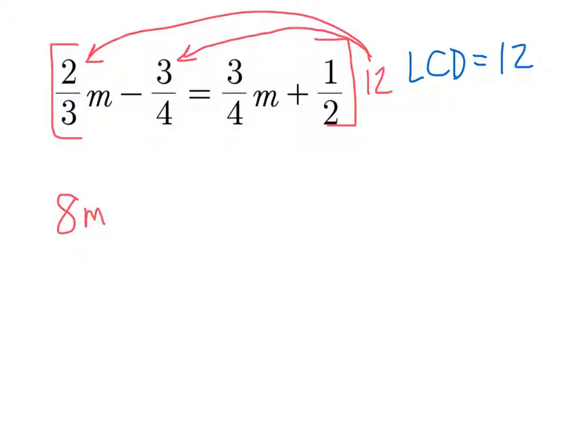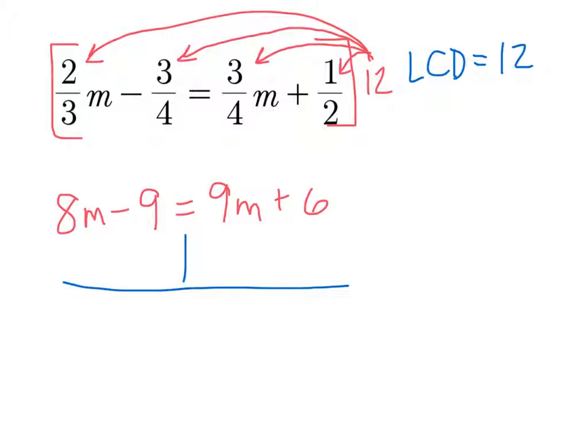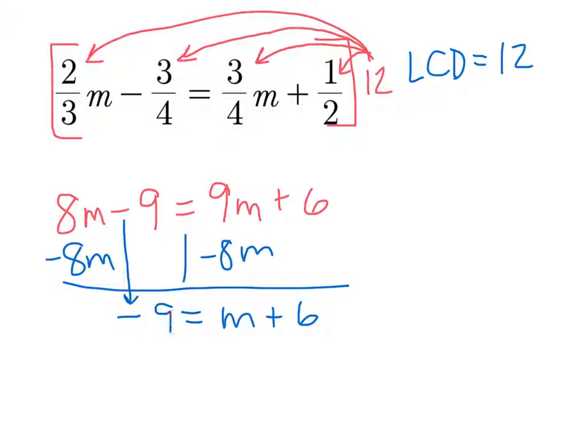So 8m minus 3/4 of 12. 1/4 of 12 is 3. 3/4 of 12 is 9. Another 3/4 of 12, so 9m. And then half of 12, so 6. You've got variables on both sides. 8m is smaller than 9m. Subtract 8m from both sides of your equation, leaving you m plus 6 is equal to, be careful, negative 9.